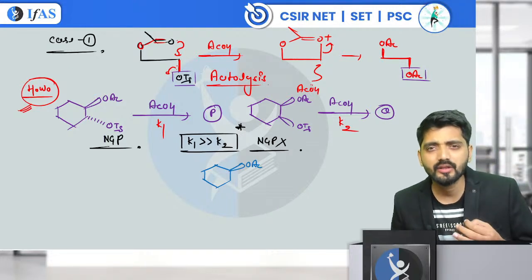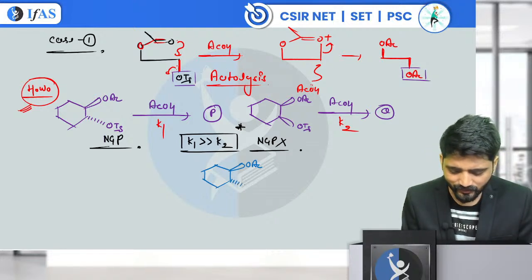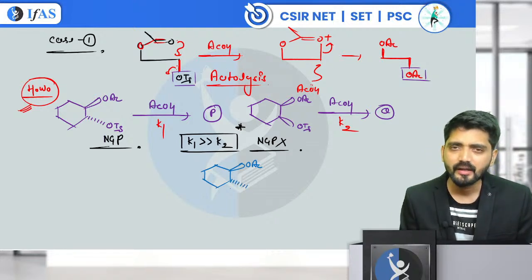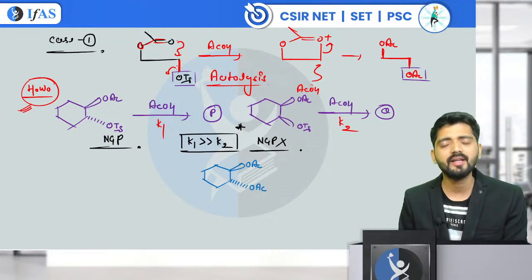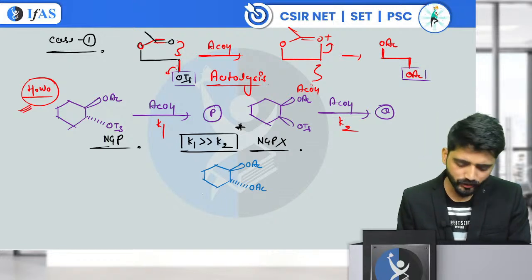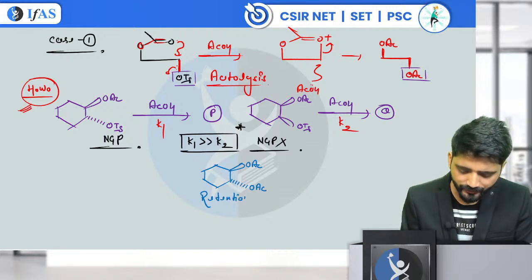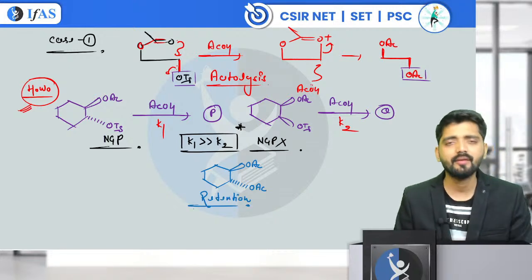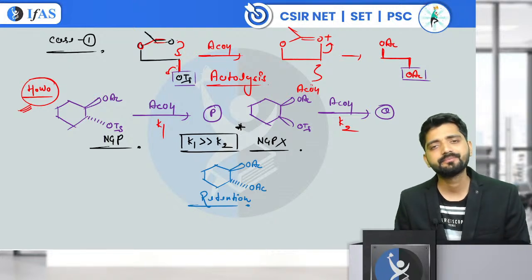Now, since we need to form the retention product, what I have done is retained the stereo of the leaving group, and in the place of the leaving group, I have just placed my nucleophile and the product will be drawn. We got the product. This is how we can draw the product of NGP directly. Of course, I will be explaining the mechanism also, but for now, we have drawn the product directly and it is a retention product.